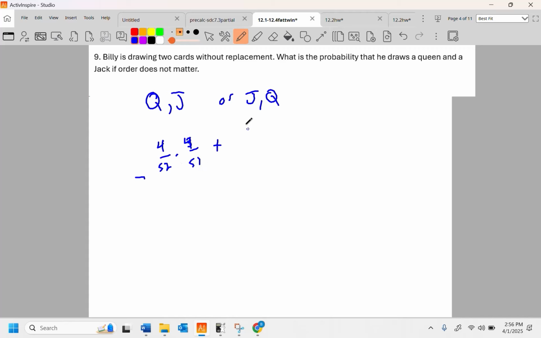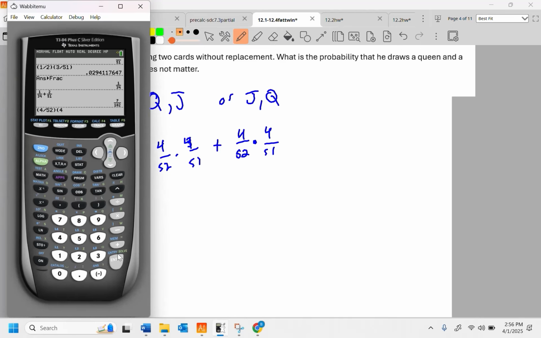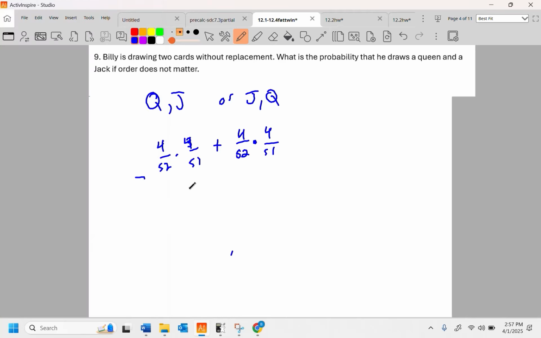The word or means add. So now the probability of a jack is 4 in 52, but the queen is 4 in 51. And I can push some buttons on that one. Got 4 over 52 times 4 over 51. And some of you may not realize this, but both sides are the same thing, aren't they? Math, enter, enter. We get 4 in 663 on each side. And 4 plus 4 is 8, so it's 8 in 663.